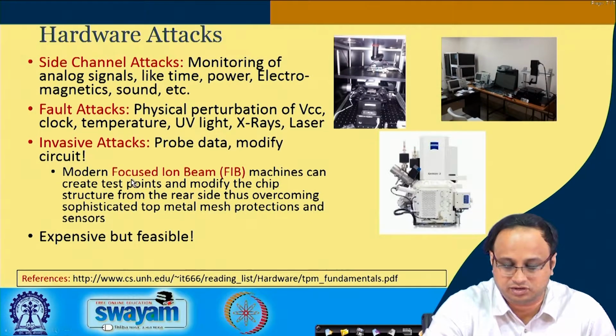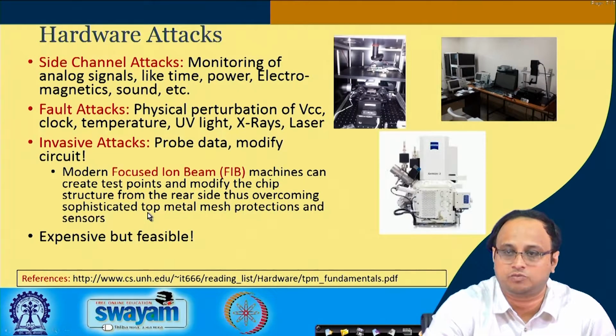Likewise, you can also do invasive attacks, you can probe data and you can modify circuits. In this context, there is a technology called focused ion beam or FIB, which can create test points and even modify the chip structure from the rear side of the chip, and thus it can overcome sophisticated top metal mesh protections and sensors. You may have mesh protections in the top layer, but the attack essentially takes place from the rear side. These are extremely sensitive and powerful equipments which are expensive, no doubt, but they are definitely feasible. And therefore, we need to take care of these kinds of hardware attacks when we are designing our secure systems.